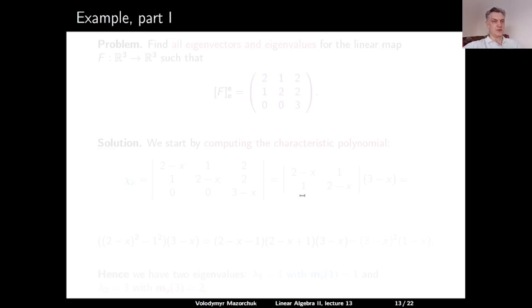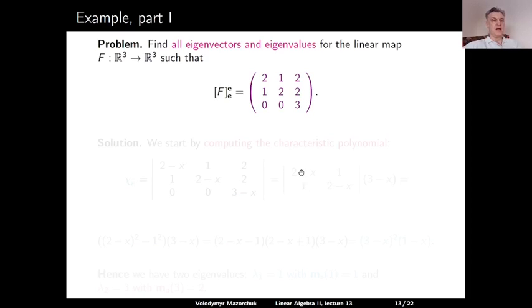So here is an example. Problem: find all eigenvectors and eigenvalues for the linear map F from R^3 to R^3, which has the following matrix in the standard basis. The matrix of F in the standard basis is (2, 1, 2; 1, 2, 2; 0, 0, 3). Solution. The first step is to find the characteristic polynomial for our linear map.